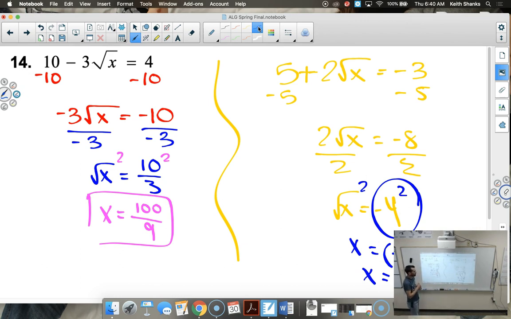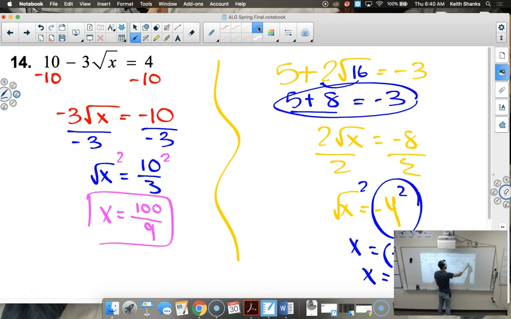Alright? Now, notice the problem. If I take 16 and plug it in, the square root of 16 is... I just want us to see the problem here. Alright? Negative 16 here. 5 plus 2 times 16. So the square root of 16 is 4, and 2 times 4 is 8. Do I get negative 3? No. Okay. So notice this. What happens is I have a problem. When I try to solve this, I'm never going to get a negative.